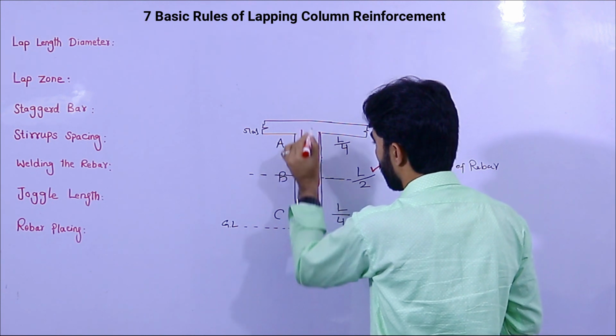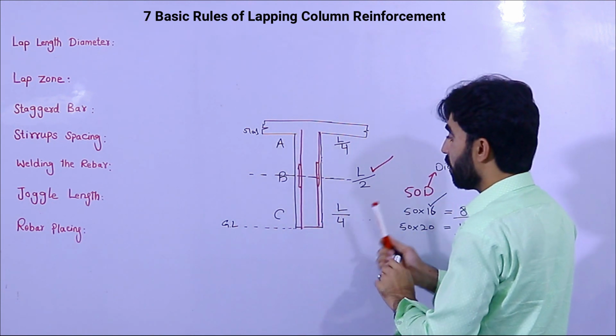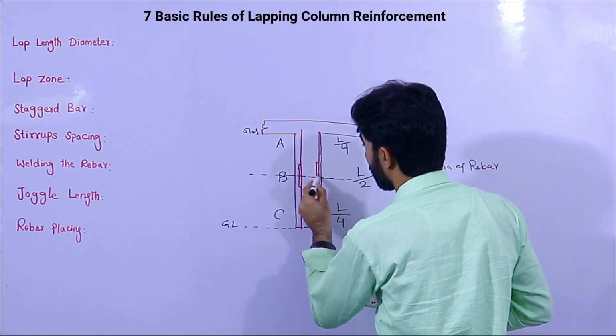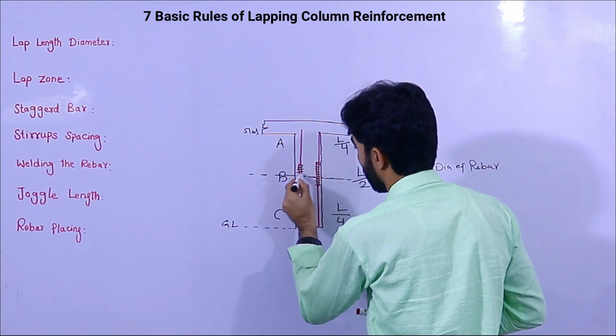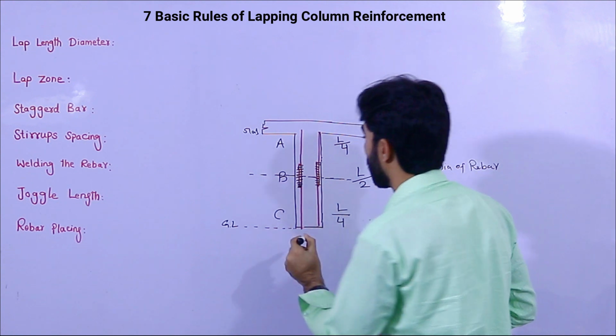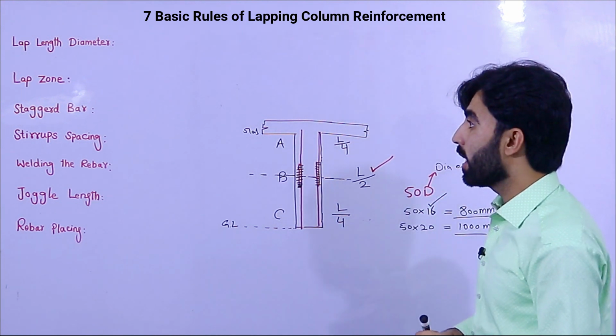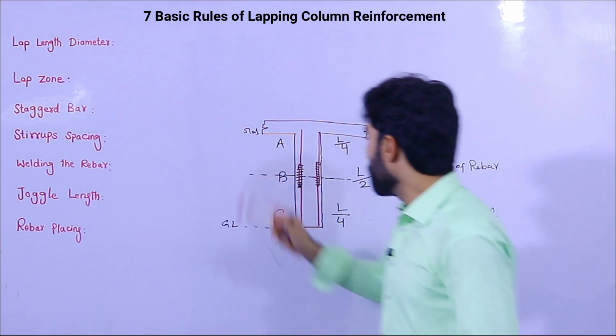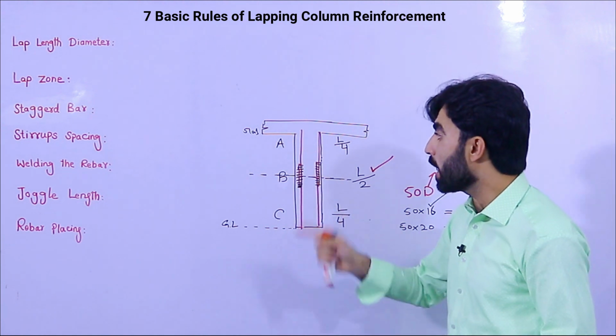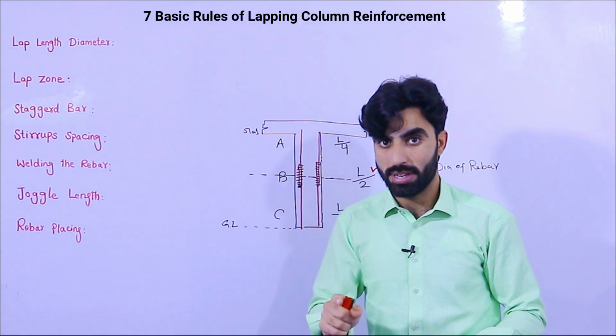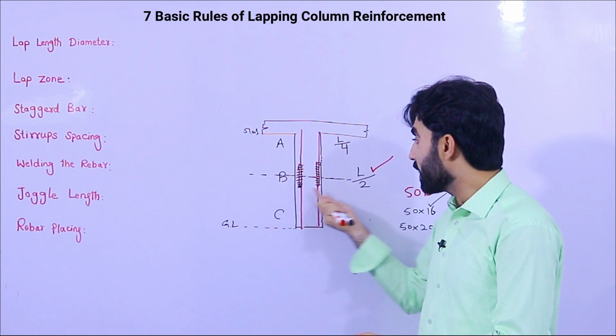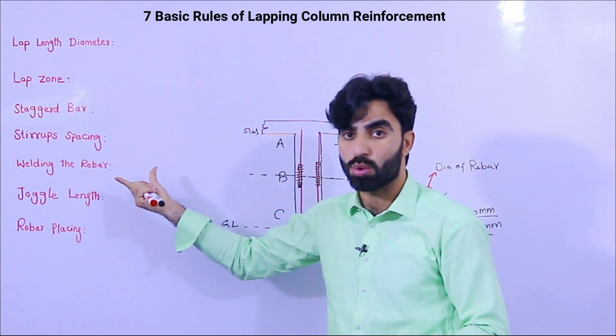Okay, now you can see. Here, be careful, you can see these are lapping. The black lines show you the lapping length. Now this staggered bar, remember guys, the lapping length should not be provided at the same point. As I told you, the lapping should be provided at L/2 distance. So this is the lapping zone.